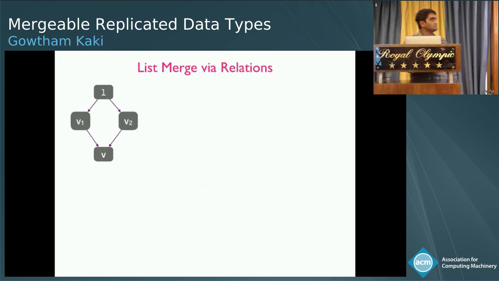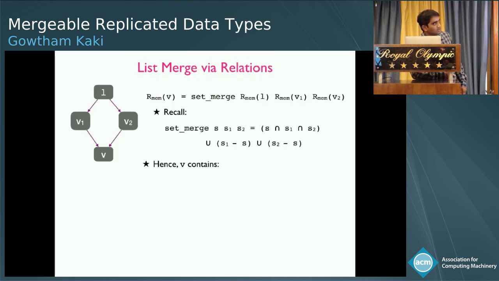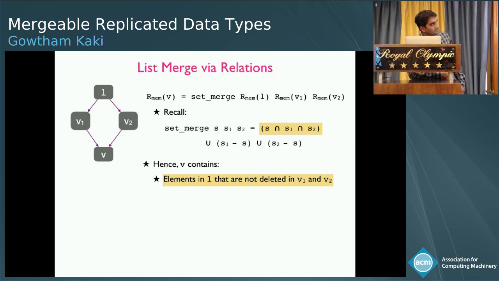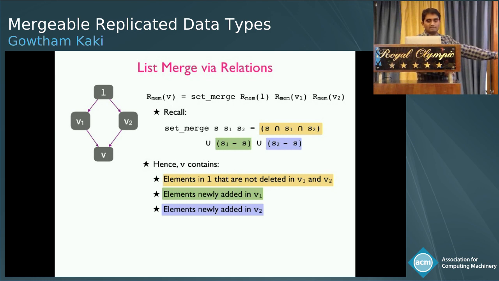Let's consider a scenario of merging two concurrent versions of a list, V1 and V2, in the context of their common ancestor L, resulting in a version V. We can define the set of elements RMM V to be the set merge of all three membership sets. Essentially, elements in L that are not deleted in V1 and V2 are contained in V. Elements newly added in V1 are contained in V. Elements newly added in V2 are contained in V, and nothing else is contained in V. So membership merge is quite simple.